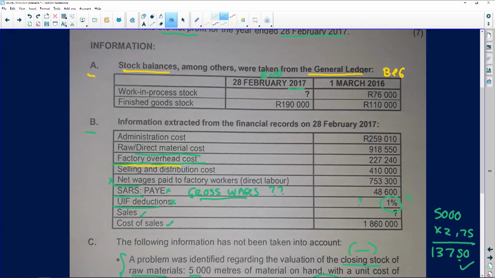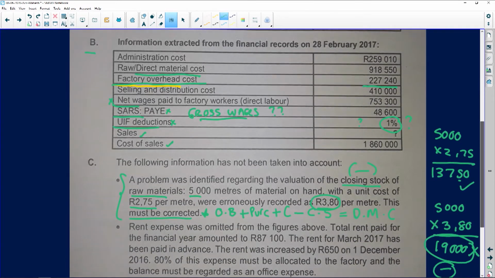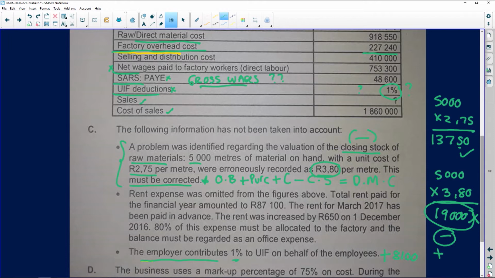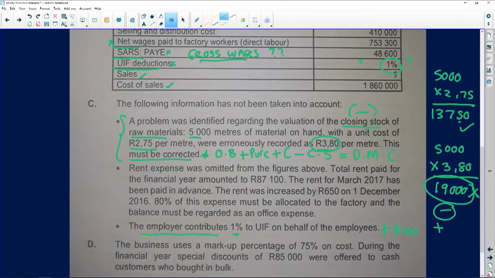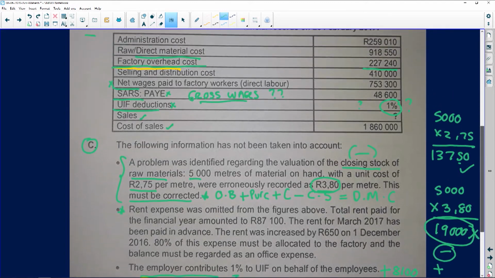All right, let's go back with our pen. So my factory overheads is given to me at an amount of 227,240. Now always be careful because there might be additional information. Looking at information C, rent expense was omitted from the figures above. So immediately that figure now needs to be adjusted.